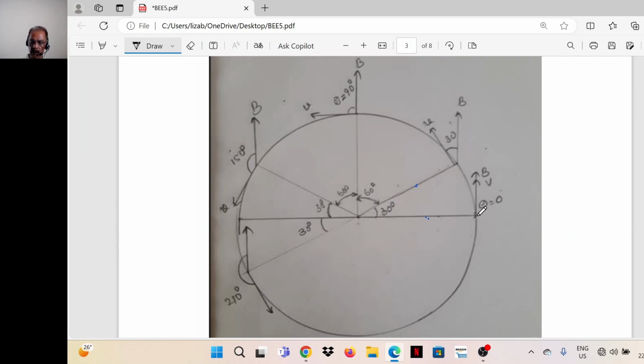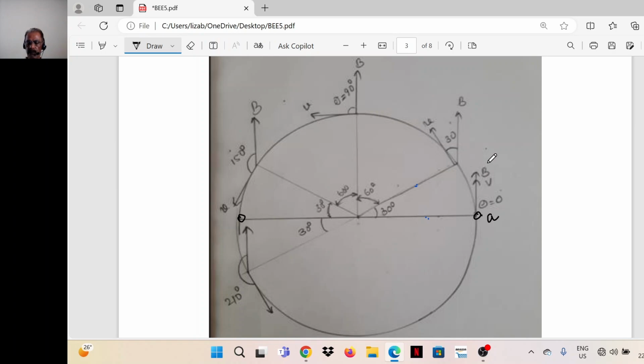Now conductor A is here and this is A dash. Whatever the voltages induced in conductors A and A dash are identical, and the directions are exactly opposite, 180 degrees apart, so the voltages can be added. So here, this is the position of conductor A. It is in position 1.